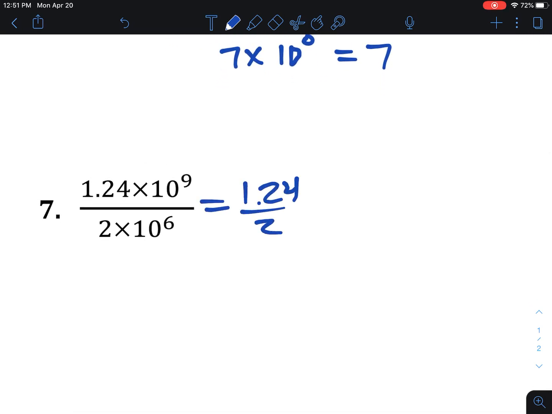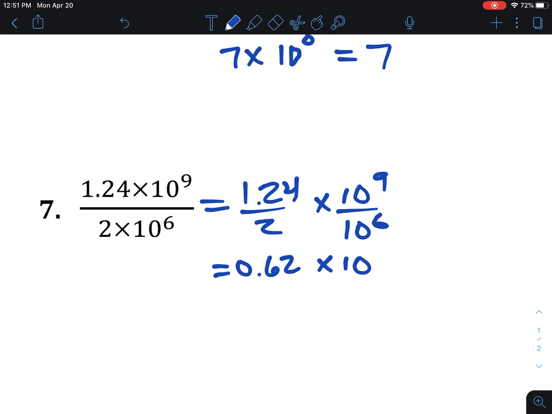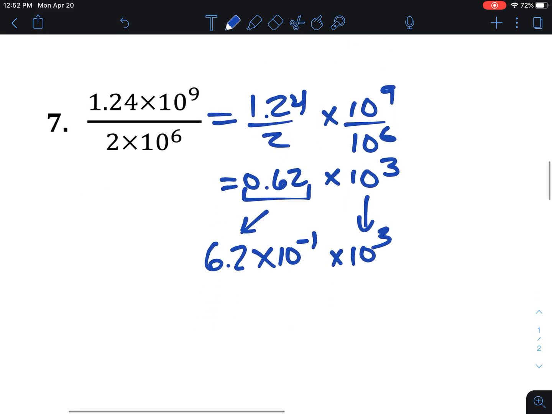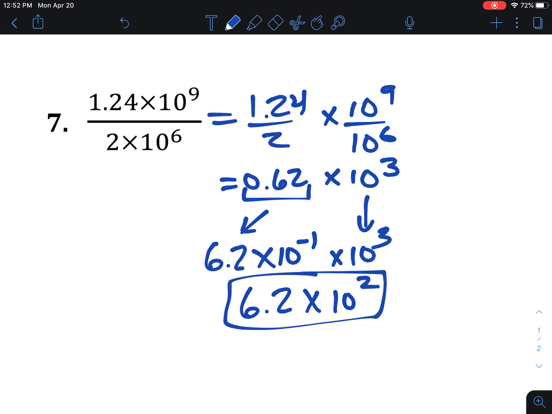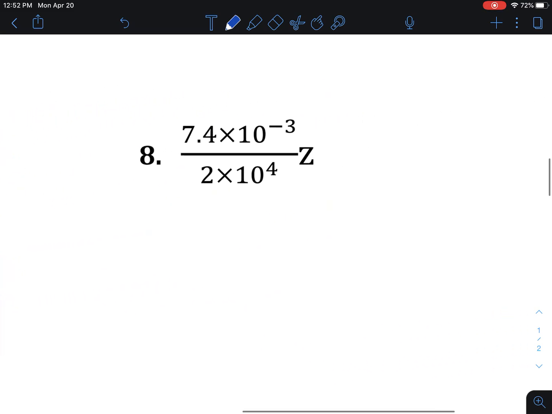So for the next one, 1.24 over 2, if we split this up and the 10s together here, 1.24 divided by 2, probably do that one in your head, 0.62, because 12 divided by 2 is 6, 4 divided by 2 is 2. And then we, again, use our division rule over here, subtract the exponents, it'd be third. This is not scientific. It would be 6.2 times 10 to the negative 1. Bring down the other 10 to the 3rd, combine them, and you've got it in scientific, just by adding again those exponents, the -1 and the 3, since we're multiplying with the same base.